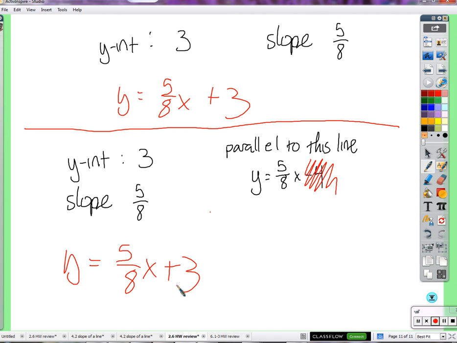When you embark on this homework assignment, know that all that's really changing is I'm still going to tell you the slope and something else: the slope and the y-intercept, or the slope and a point. I'm just going to tell you by saying it's parallel to this line, or it's perpendicular to this line.